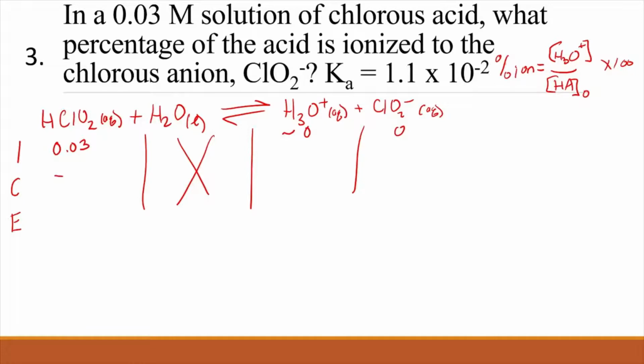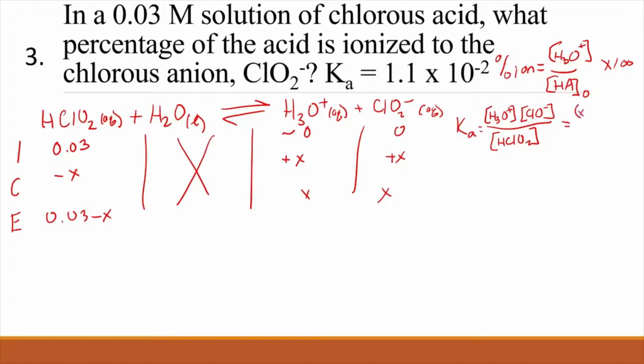So the chlorous acid is going to lose some X and the others are going to gain. So at equilibrium, we have 0.03 minus X, X, and X. So our equation for Ka is going to be the concentration of H3O plus times ClO2 minus divided by the concentration of HClO2. So this then is X times X over 0.03 minus X.